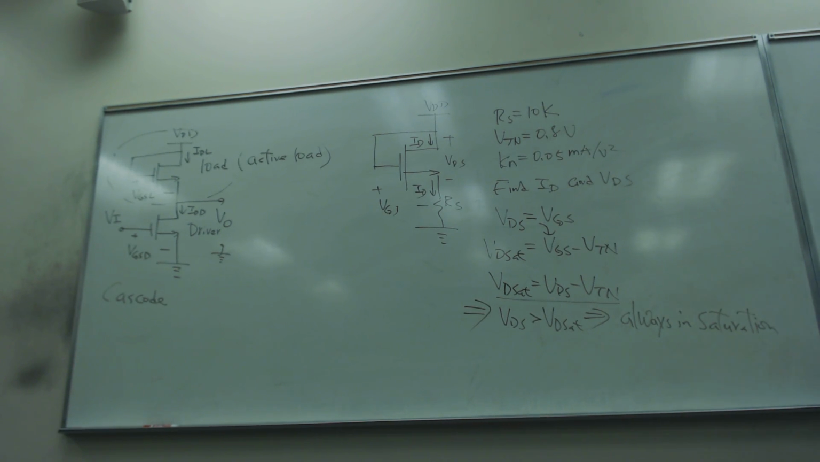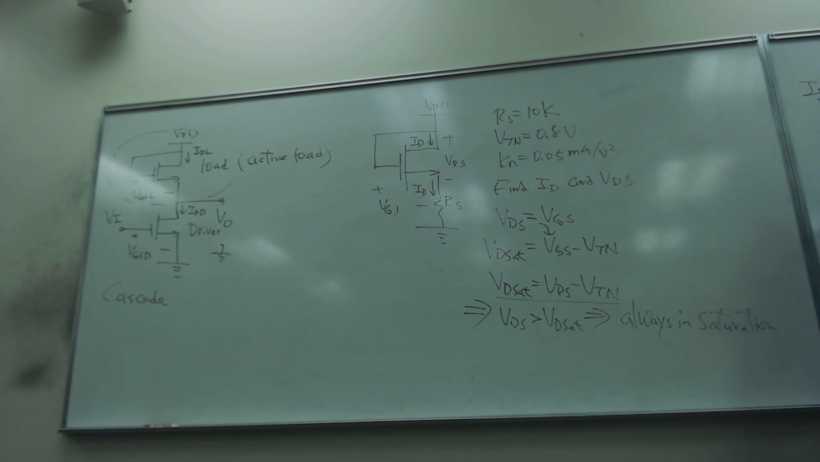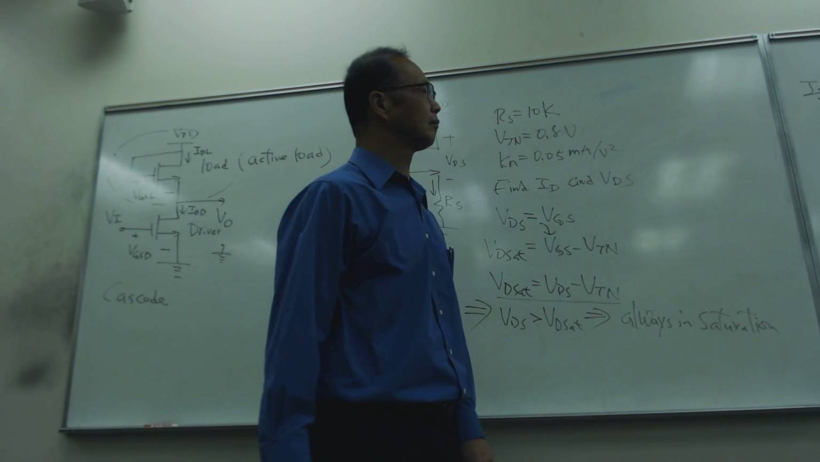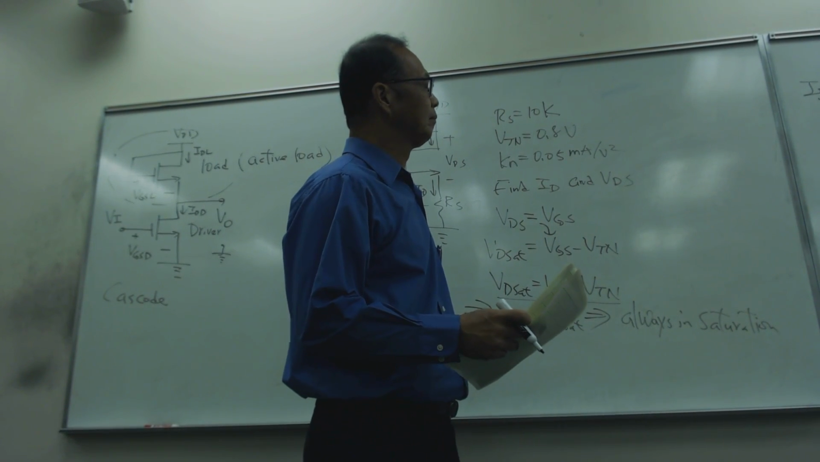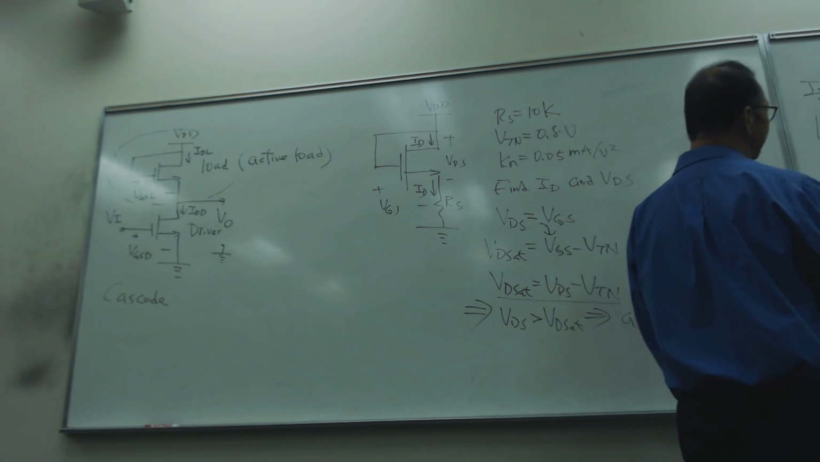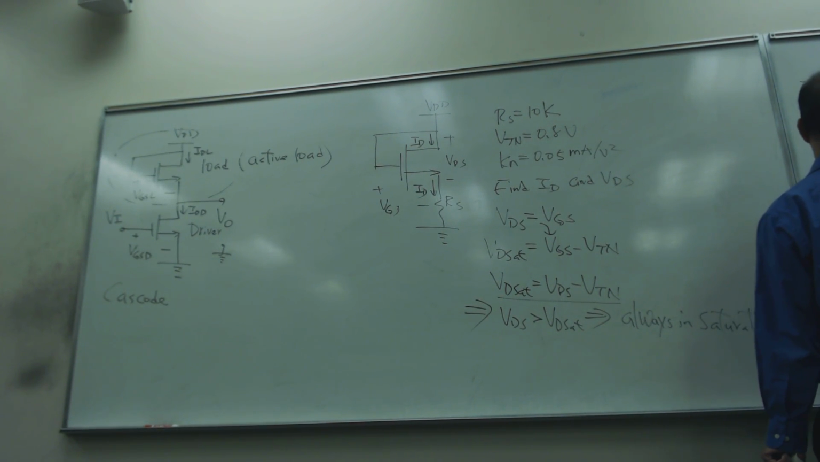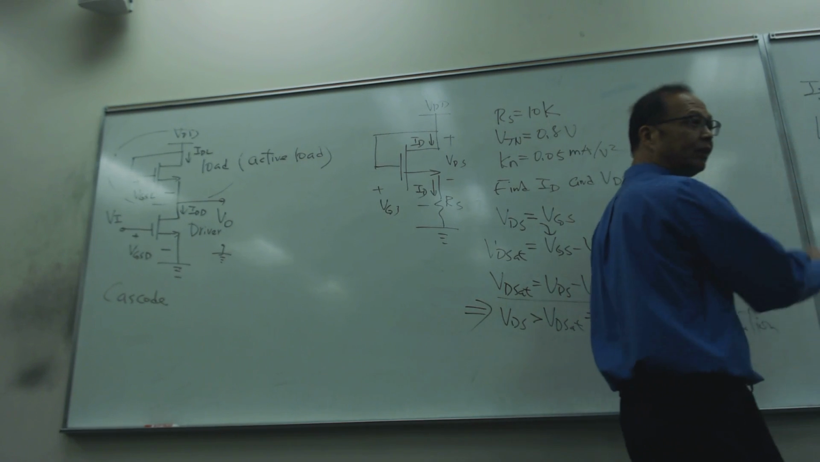Well, if it's in saturation, then my formula for the drain current is what? It is Kn (VGS minus VTN) squared, right? Which is the same as saying Kn VDS squared. Last time I discussed Kn, right? Kn is equal to what? It's W over 2L times mu n C oxide, correct? Something like that. Okay.